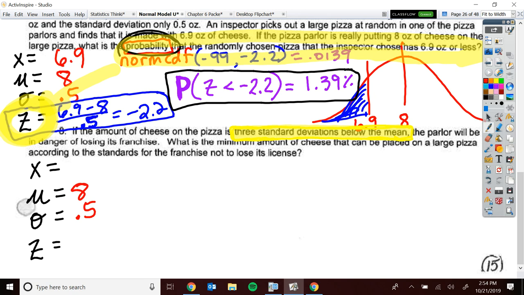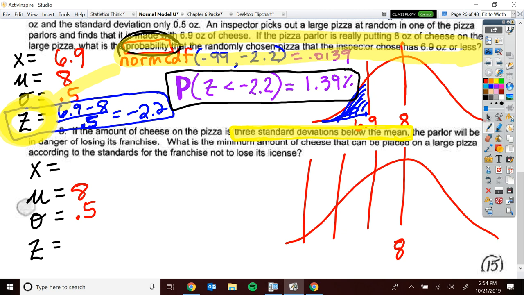Michael, what you got? What does negative 3 standard deviations below the mean mean? Okay, gotcha. So I hear what he's doing. He says it's 1.5 below. So he's thinking common sense, which is good. So he's going minus 0.5, minus 0.5, minus 0.5. Okay, good deal.